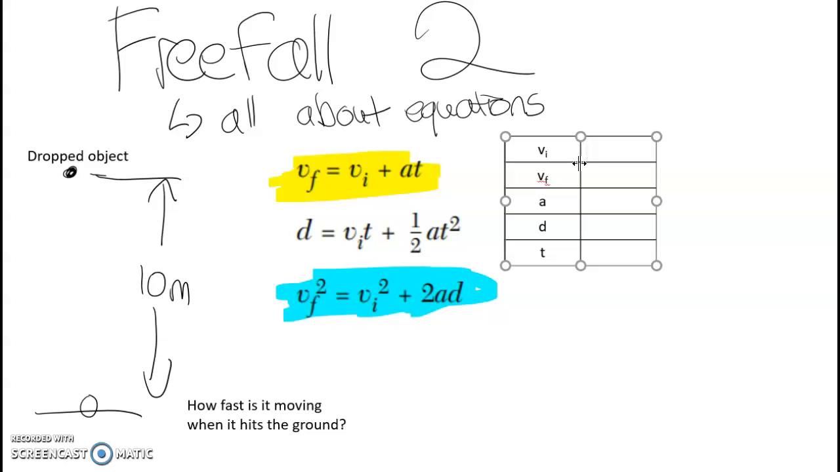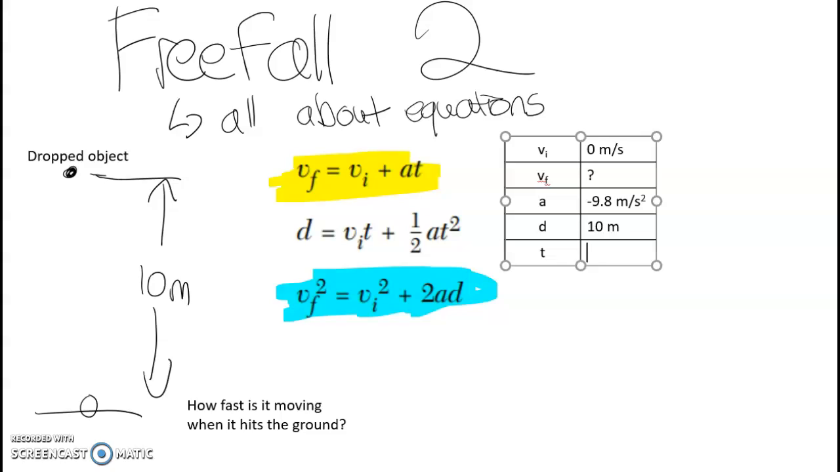This object started at rest because it dropped. So its initial speed was 0 meters per second. Now, I don't know its final velocity, but that's what I'm looking for. So I don't want to just leave that blank. I want to indicate that that's the thing I'm looking for. So I put a question mark in there. Now, I'm not given an acceleration at any point necessarily, but I know this is an object in freefall. I know every object in freefall accelerates at 9.8 meters per second squared. Now I know the distance it falls is 10 meters.